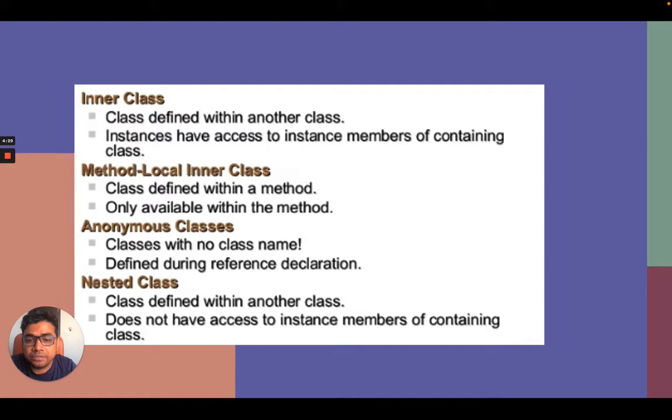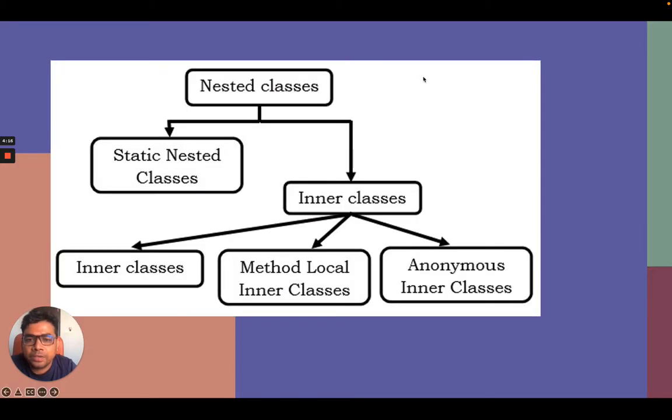Anonymous classes have no class name and are defined during reference declaration. And static nested classes are defined within another class with the static keyword and do not have access to instance members of the containing classes. So on a high level, nested classes are static nested classes and inner classes. Inner classes can be defined inside a method or as anonymous classes as well.